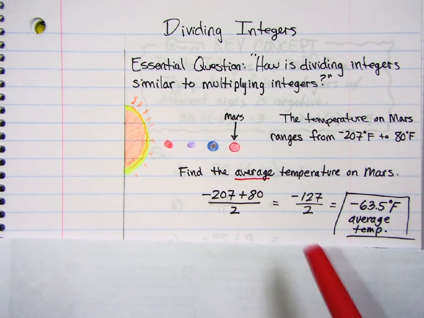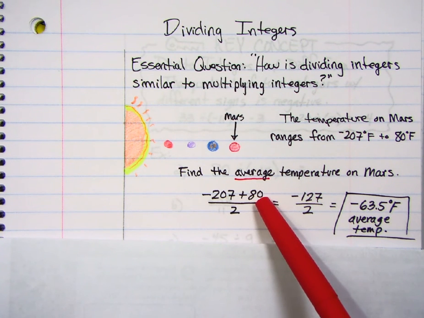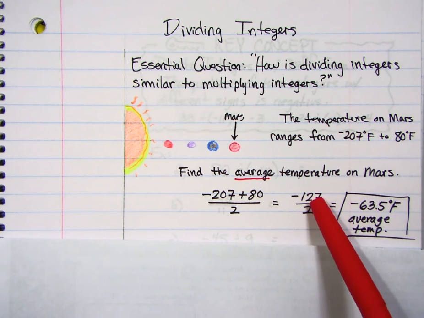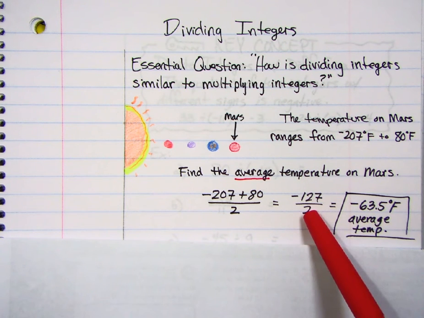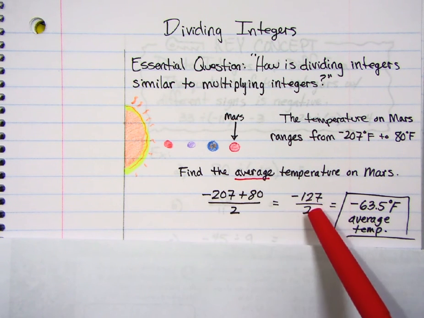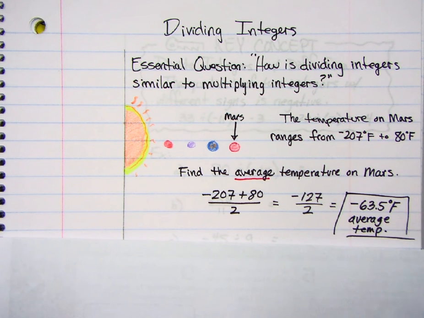So here I'll show you. I added negative 207 and 80 together. So that's negative 127. And then we divided by 2 because there were two numbers. If we divide by 2, that is your average temperature, negative 63.5 degrees on Mars.